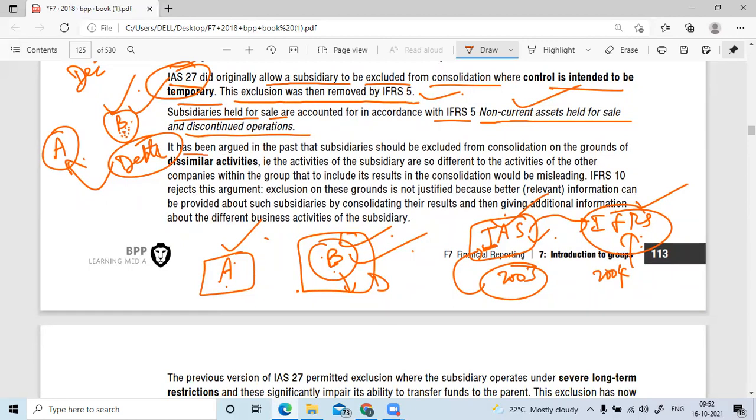Now, it has been argued in the past that subsidiaries should be excluded from consolidation on the grounds of dissimilar activities. So previously, what used to happen, now Tata Group is a conglomerate. What is a conglomerate? Tata Group and Sons is a conglomerate.